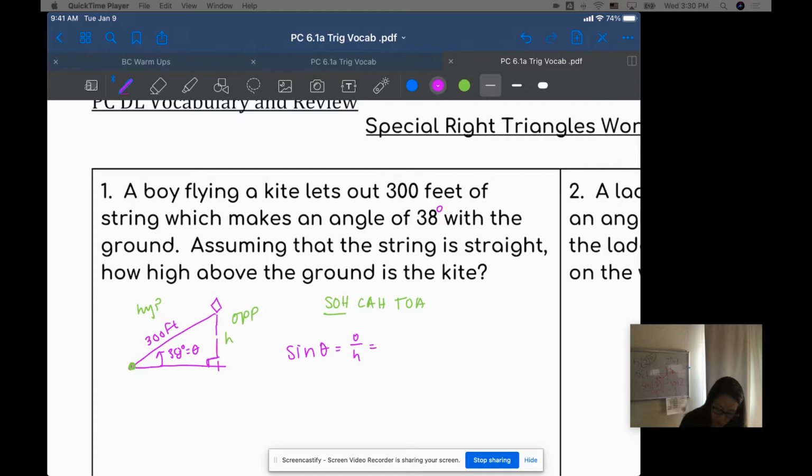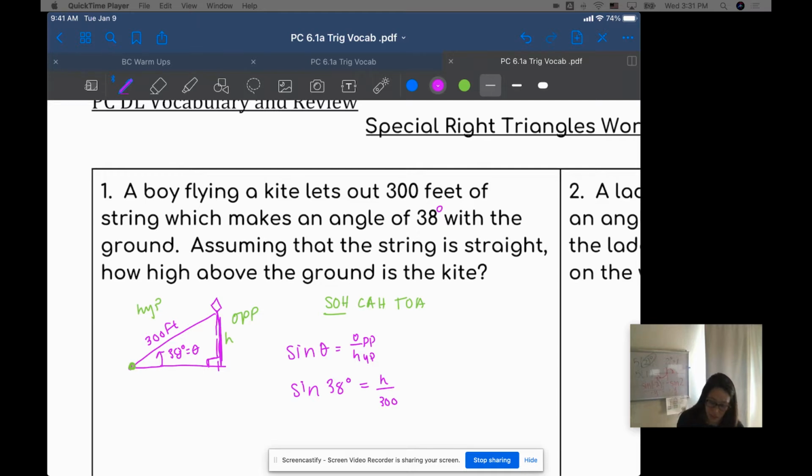which is equal to, well, okay. And so we're going to have the sine of theta, theta is 38 degrees, and the opposite is the height, over the hypotenuse. Actually, you know what? I'm going to call that H. We're going to call this opposite and hypotenuse, like that. Okay, so H is the vertical length, and 300 is the length of the hypotenuse.